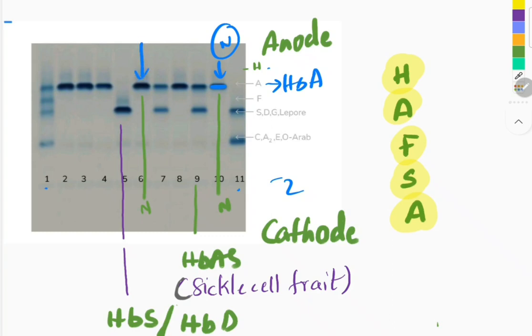Now let me show another one. See this patient, that is the sixth patient. Again, there is a blue line only in this region. Is there a blue line here? No. Is there a blue line here? No. So that means he does not have F, he does not have S, he does not have hemoglobin A2, E, O. He just has HbA, that is adult hemoglobin only. So this patient here is also normal. Is that clear?